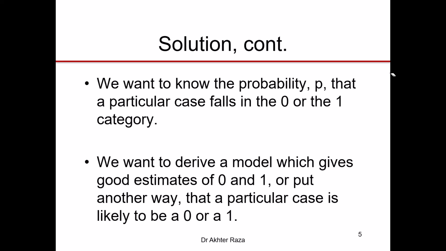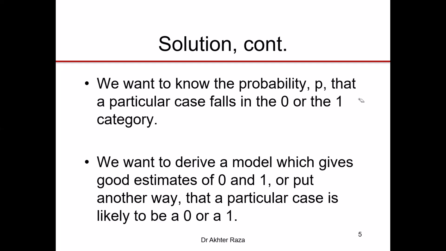We want to know the probability P that a particular case falls into the 0 or the 1 category. We want to derive a model which gives a good estimate of 0 and 1. Or put another way, that the particular case is likely to be 0 or 1. In simple terms, in logistic regression we are interested in predicting the probability, and the range of probability is 0 to 1, any value.